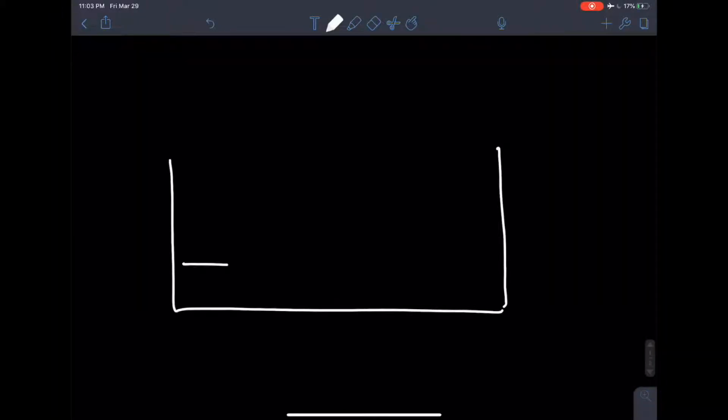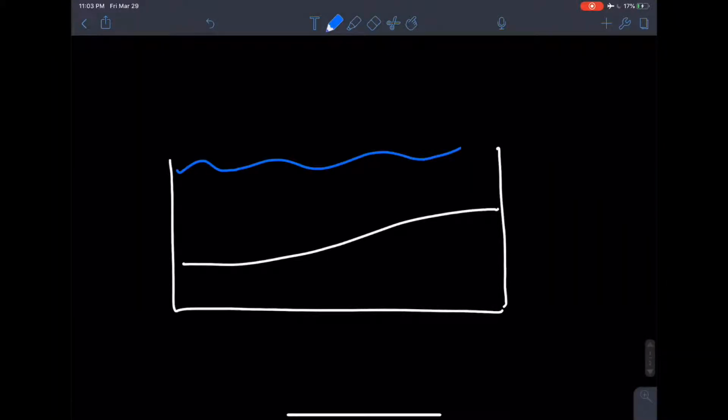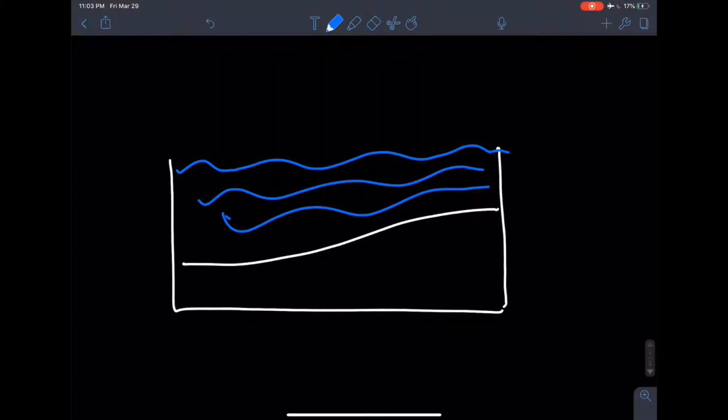Hello, my name is Jonathan So, and I will be talking about buoyant force. First of all, I'm going to start by drawing the deep end of a pool with a pair of goggles in there and a person.